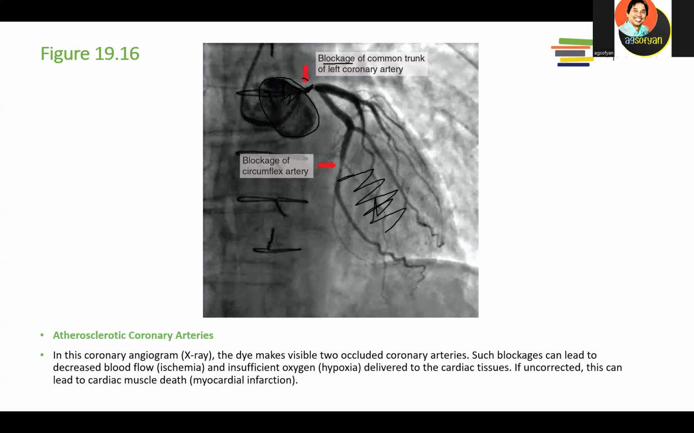It will make the heart muscle stop pumping the blood, and then that person will have a heart attack. So this condition is called atherosclerosis, which is the blockage of the circulation by mostly lipid molecules such as cholesterol. They usually have to have a bypass surgery in order to replace these blocked arteries.